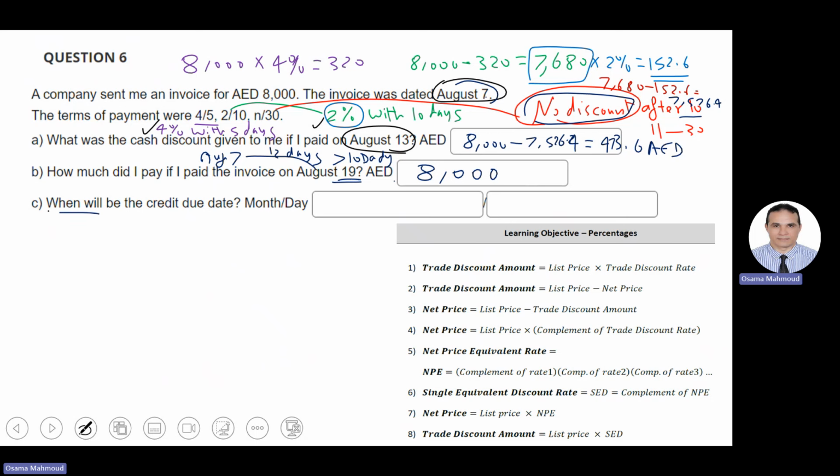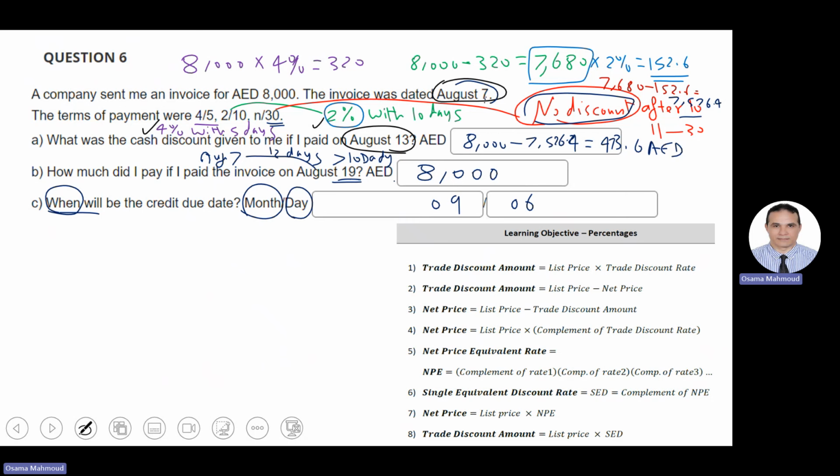When you are asking about the date, in the American way, you write the month first and then the day. The invoice is 30 days. If you go to your table for the date and add 30 to August 7, you will get September 6. So the month will be 9 and the date will be 06. And by the way, this is my birthday. So I'm lucky to have this one.